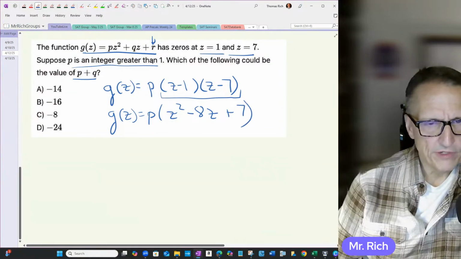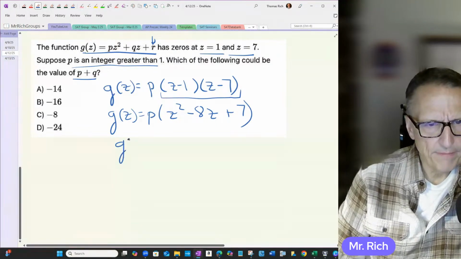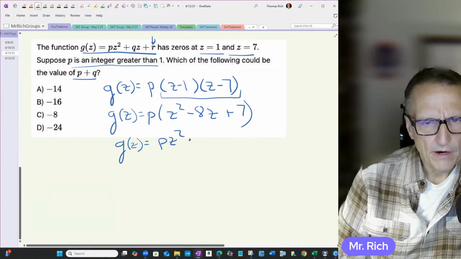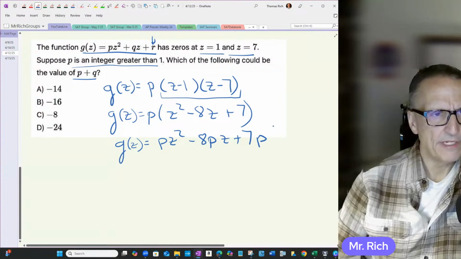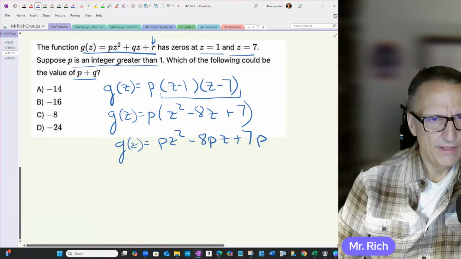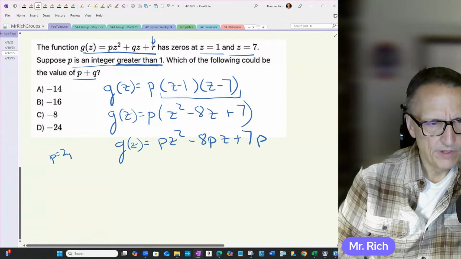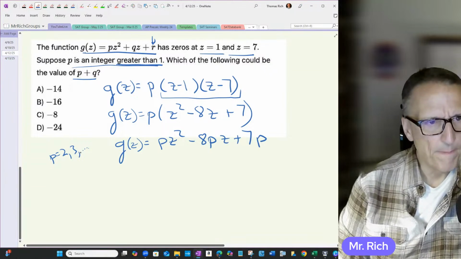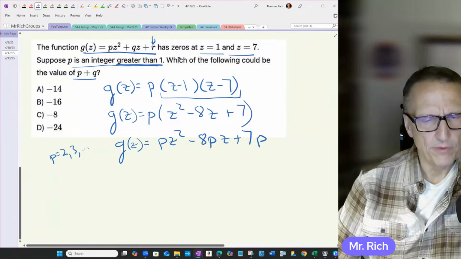Now what we could do is distribute that p all the way through. That may be our next best option here. And that's what it would have to look like, because remember, it's saying that p is an integer greater than 1. So p could be 2, 3, etc. It has to be an integer and has to be greater than 1. So what could be the values of p plus q?